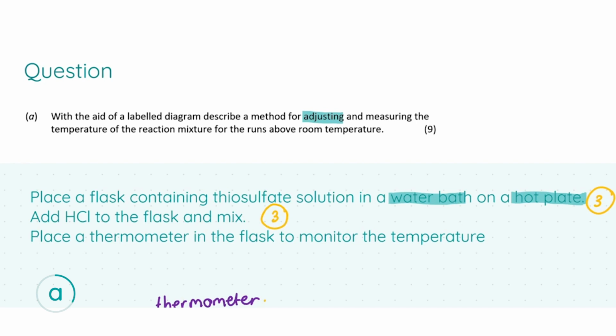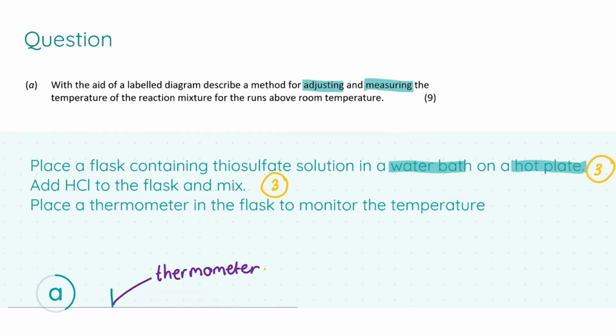And then you're going to go to the part where you measure, the method for measuring the temperature, and that is going to be your thermometer. So place the thermometer in the flask to monitor the temperature, and you're going to get 3 marks. Now, if you leave it at this, you're going to lose 3 marks because you've no labeled diagram. So here's my labeled diagram down here.